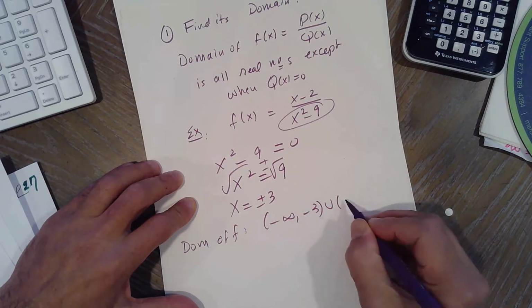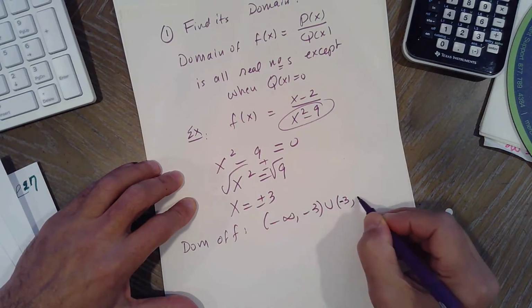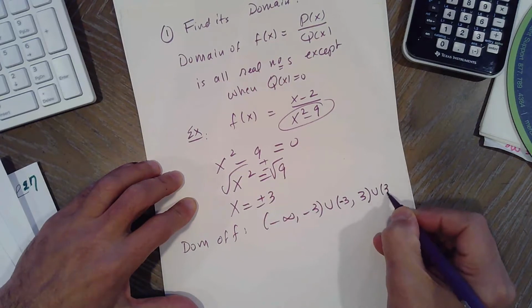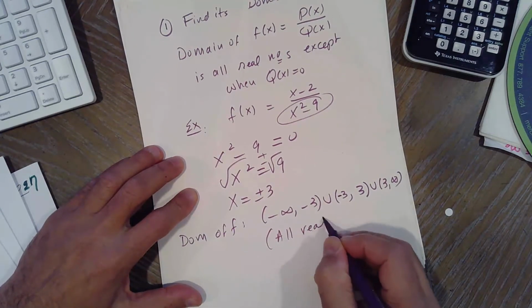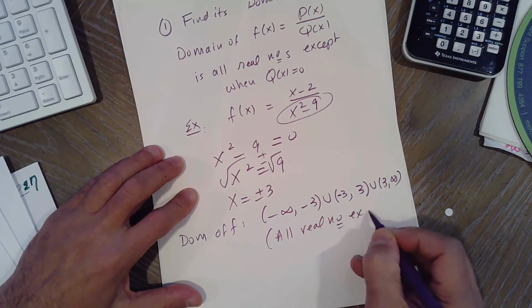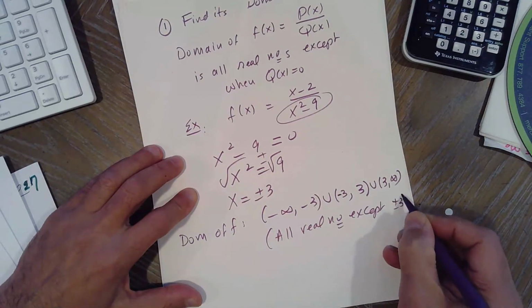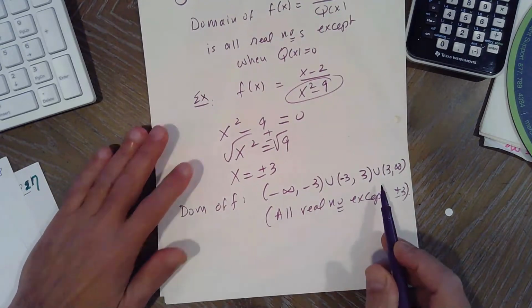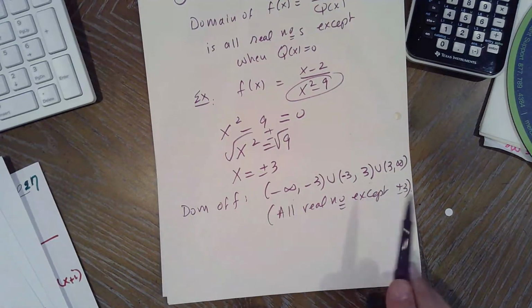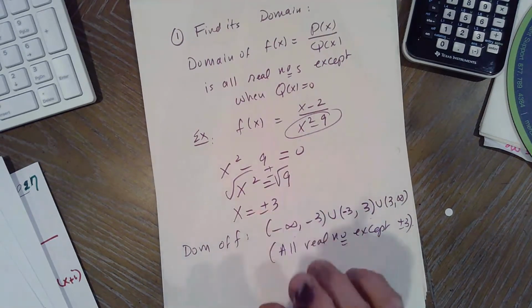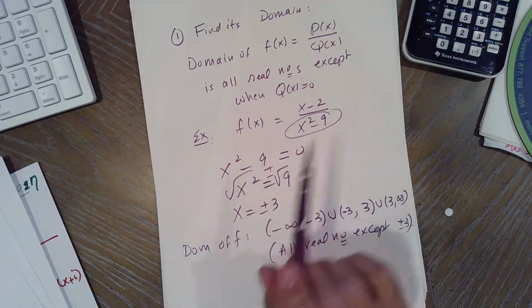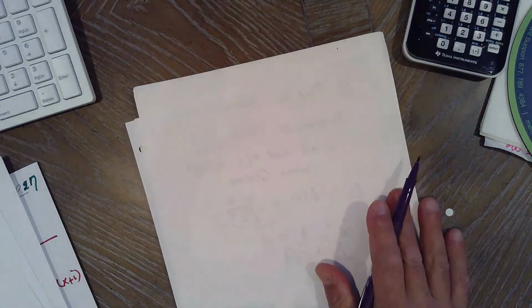So we go from negative infinity to negative 3. We skip over negative 3. Then negative 3 to 3, then 3 to infinity. That's what all real numbers except negative 3 and 3 means. Okay, and that's the interval notation. I strongly recommend you do it in interval notation. That's something we need to learn. So the first step in graphing a rational function is to find its domain by setting the bottom equal to 0 and throwing out these values.